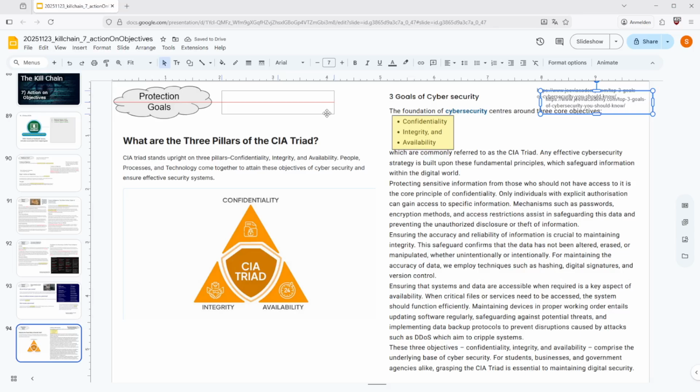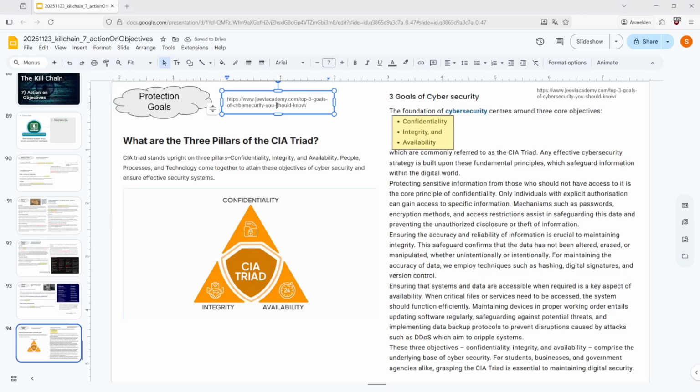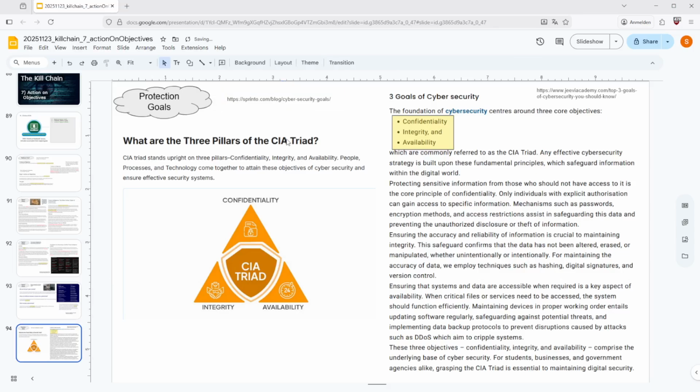And it's not CIA, the secret agency. It's really confidentiality, integrity, availability. And when I was younger, I thought the A stands for authenticity. That's another protection goal.